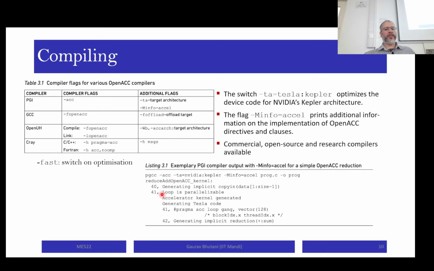Then it checks the loop is parallelizable, accelerator kernel generated, generating Tesla code, and so on. So it's doing some further operations. Basically it's telling you step by step what it is doing, how your kernel statement or whatever statements you've written in the code with $ACC are interpreted, and you can check if that is exactly what you intended or not. That's basically some help to the user to understand if their ACC directives were interpreted the way they wanted or not.